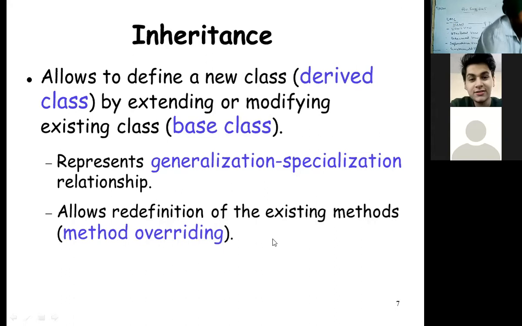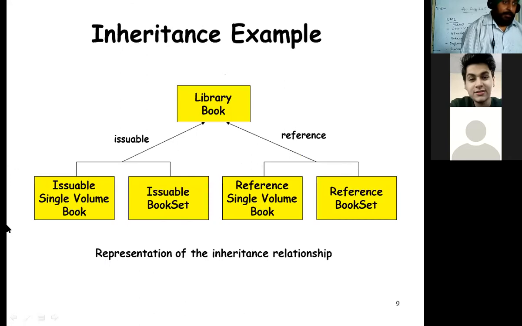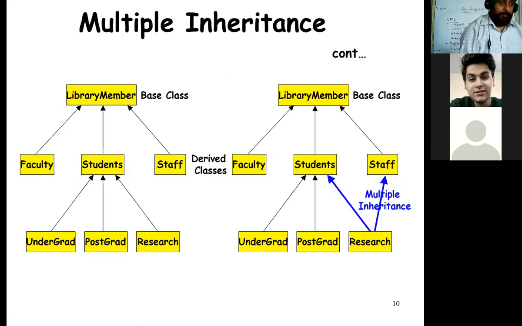So this is inheritance, what we have already done. Then the types of inheritance, where the base class is there and the derived classes are there. I will be fast in this part. These are other examples of inheritance, and multiple inheritance, which comprises more than one base class.